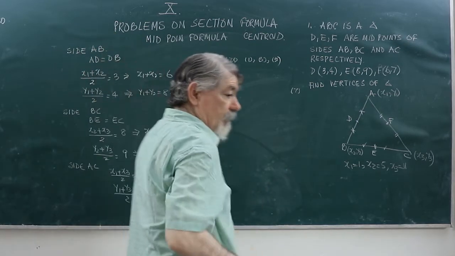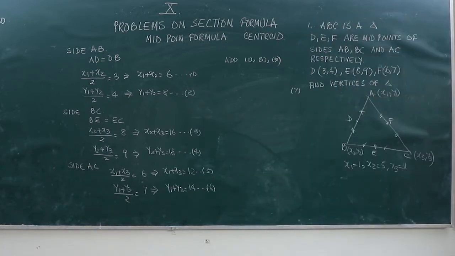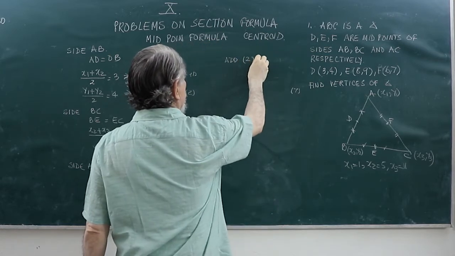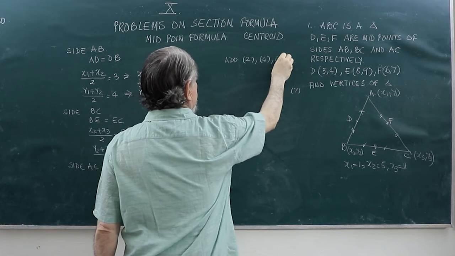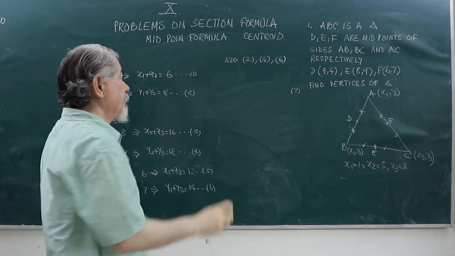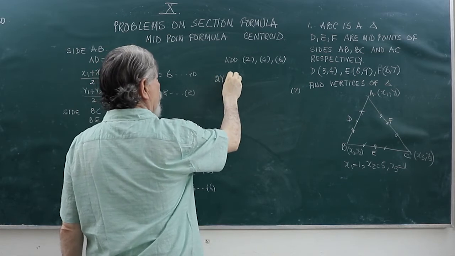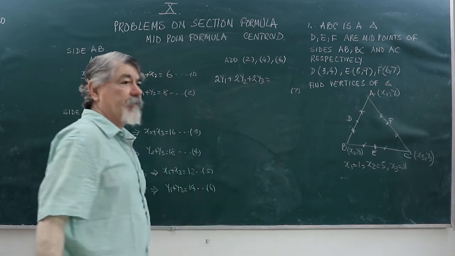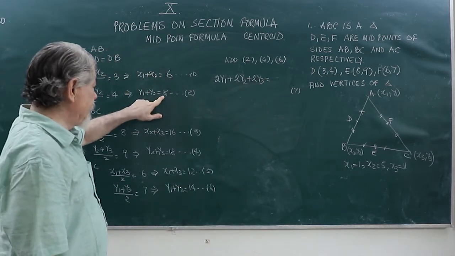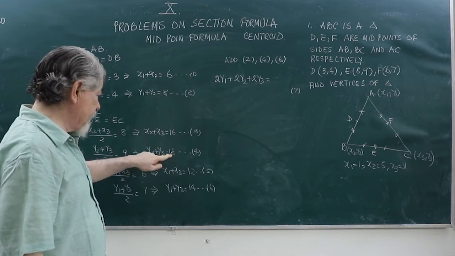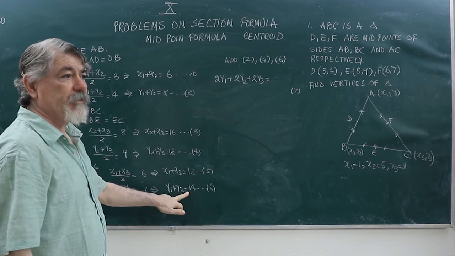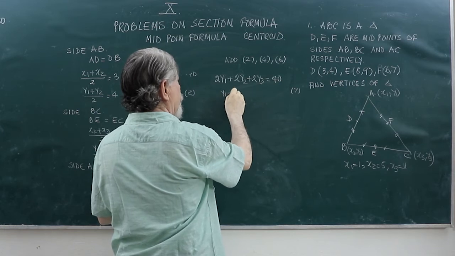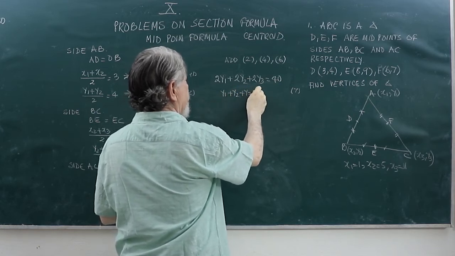we are going to add 2, 4 and 6. If I add 2, 4 and 6, what will I get? I'll get 2y1 plus 2y2 plus 2y3. You can do it yourself and you will see you'll get 2y1 plus 2y2 plus 2y3, and it is 8 plus 18, 26, 26 plus 14, 40. So you will get 40. So y1 plus y2 plus y3 will come out to be 20.